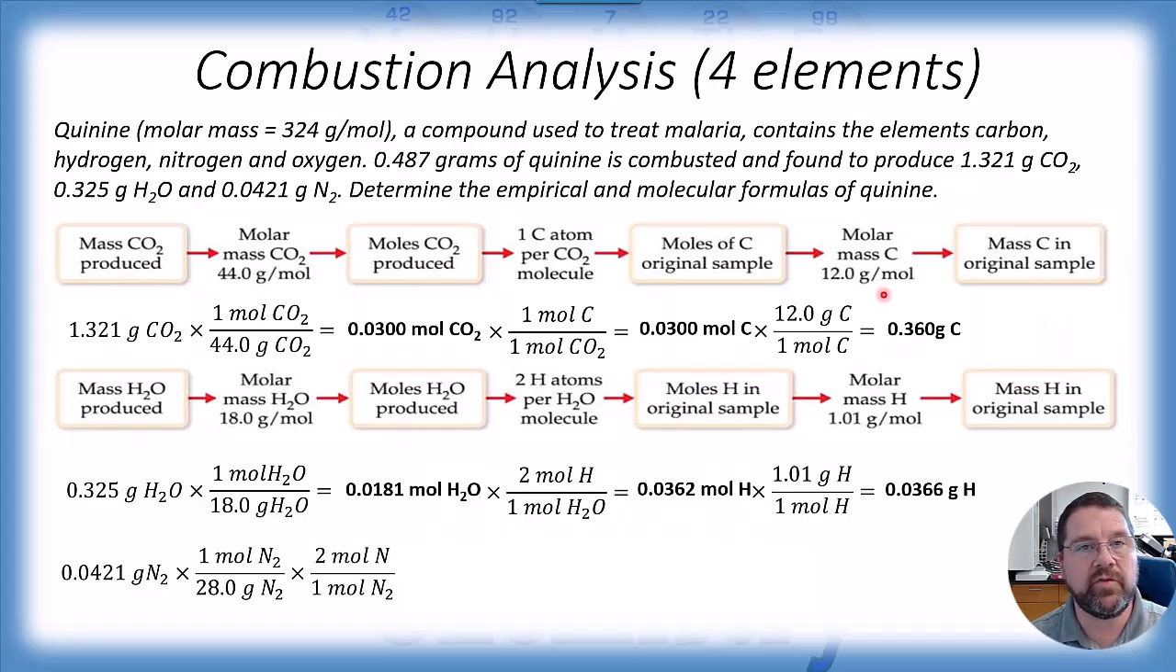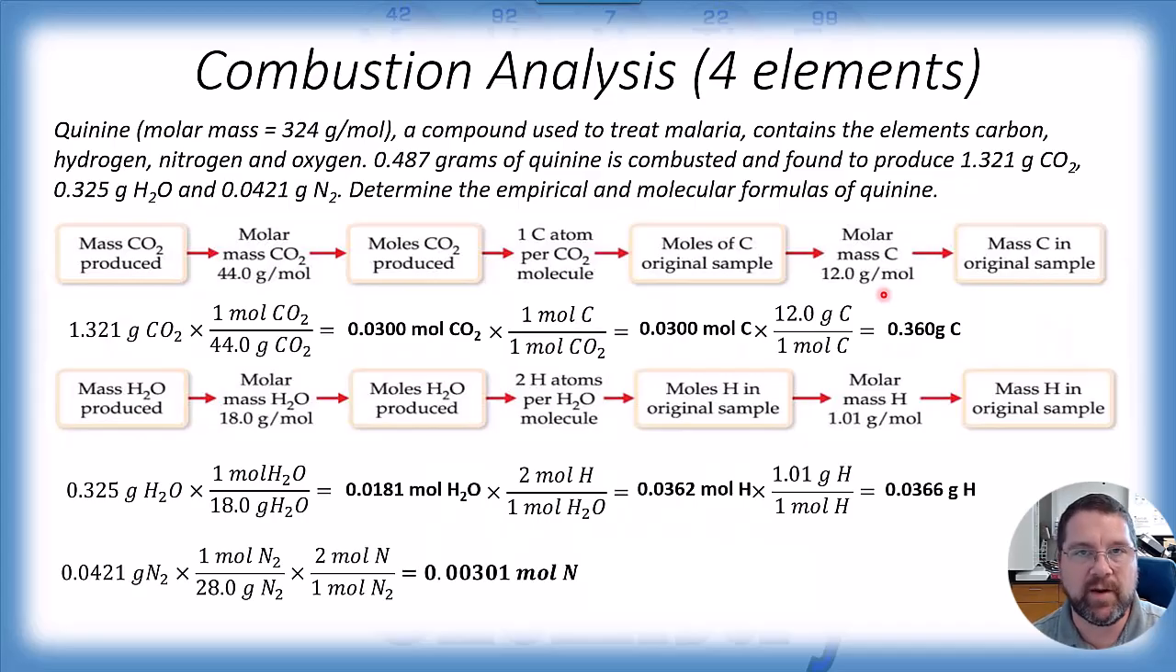Then we need to use our mole ratio, which for every 1 mole of nitrogen molecules, we get 2 moles of nitrogen atoms. And then we see that we get 0.00301 moles of nitrogen. Okay, and that's going to give us the final, well, not quite the final.